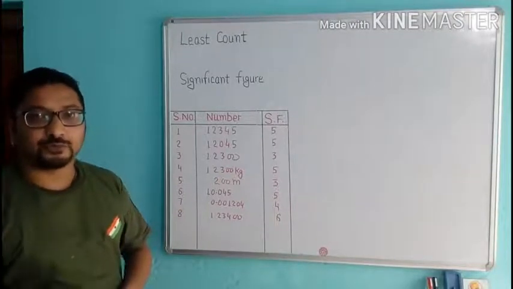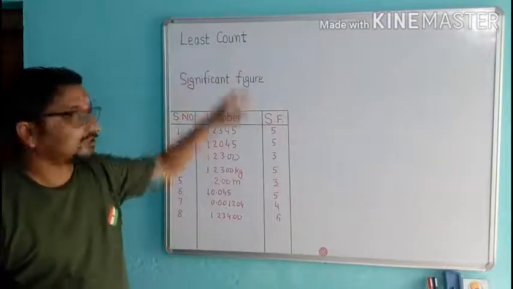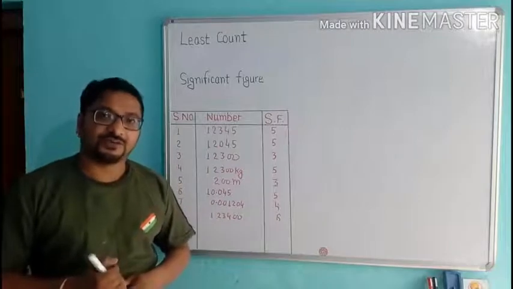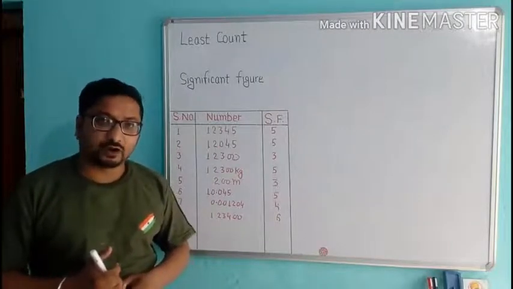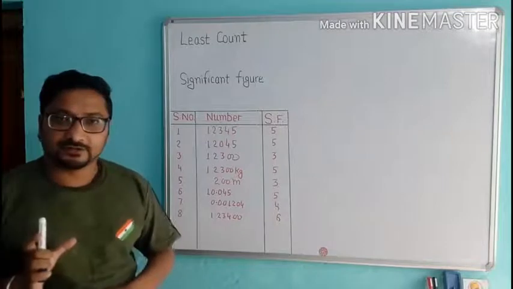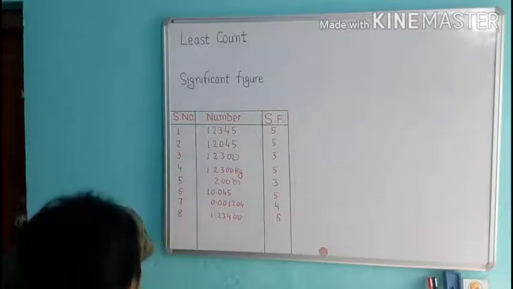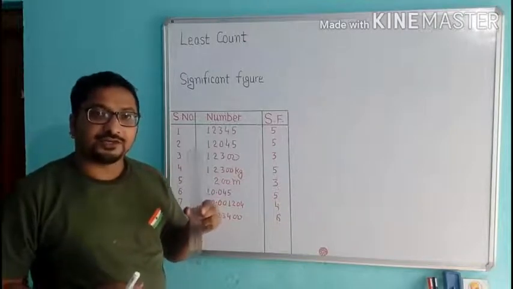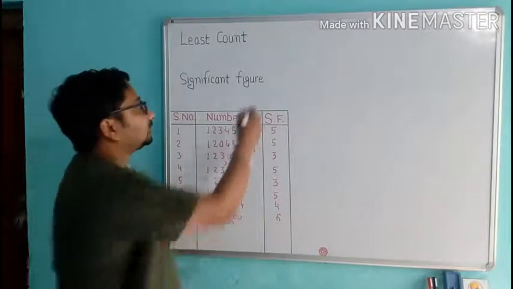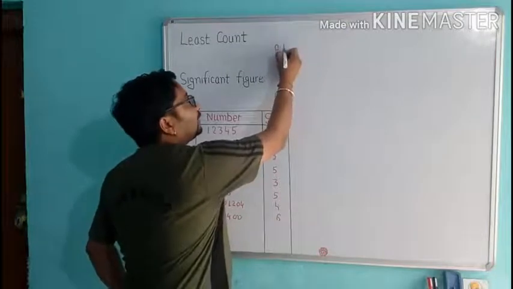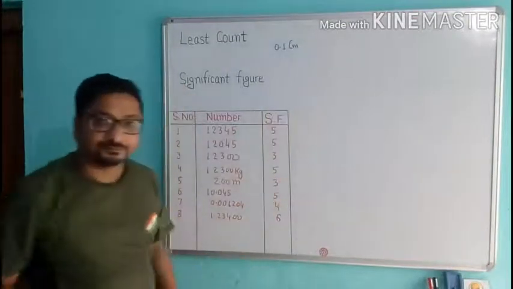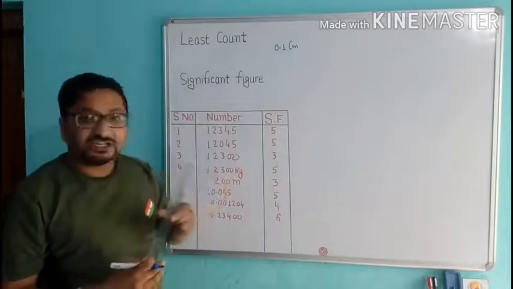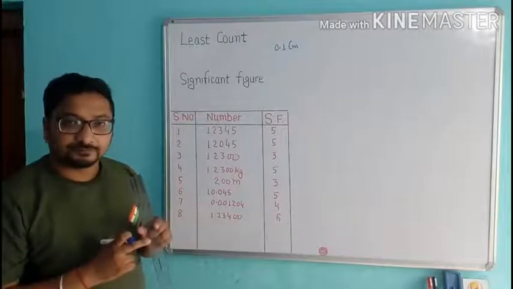Today we will discuss some important terms. Now first, least count. The smallest value that can be measured with the help of a measuring instrument is called the least count of that instrument. For example, with the help of this meter scale, we can draw a minimum 0.1 centimeter length. So 0.1 centimeter is the least count of this meter scale.